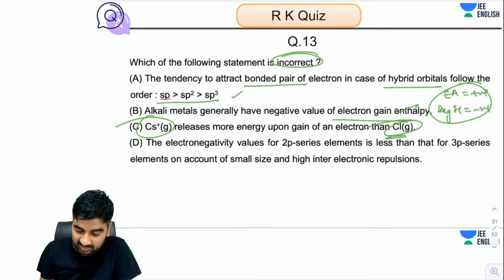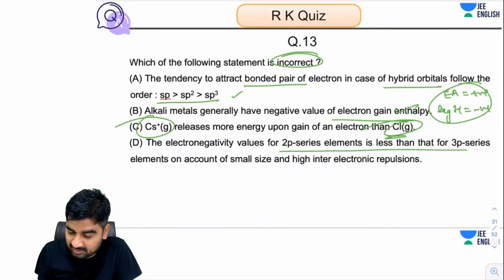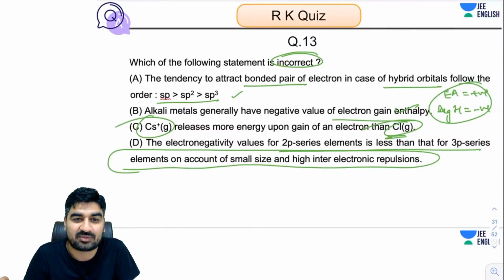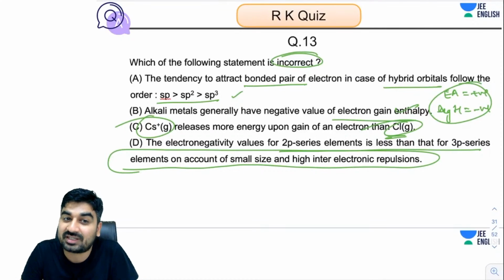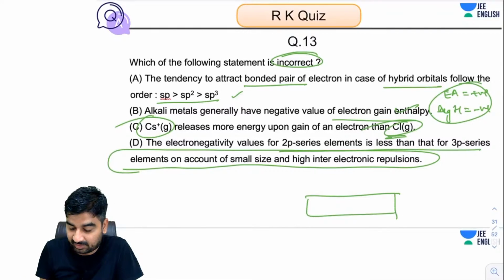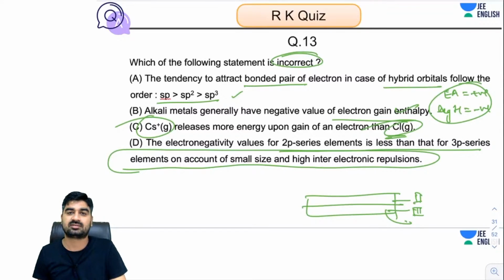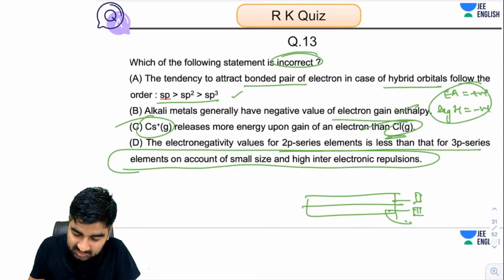Okay. The electronegative value of 2p series element is less than 3p element on account of smaller size. This is incorrect. Generally 3p means third period element, and those have larger electronegativity. The exception is not in electronegativity, it is in electron affinity. I told you, second period member and third period member will have larger electron affinity, not electronegativity. Keep in mind. So let's move to the next question.